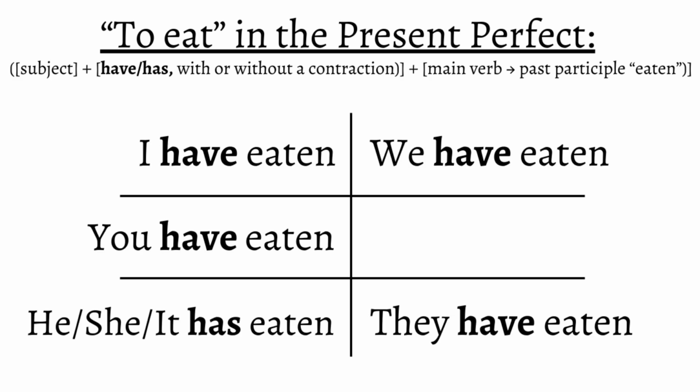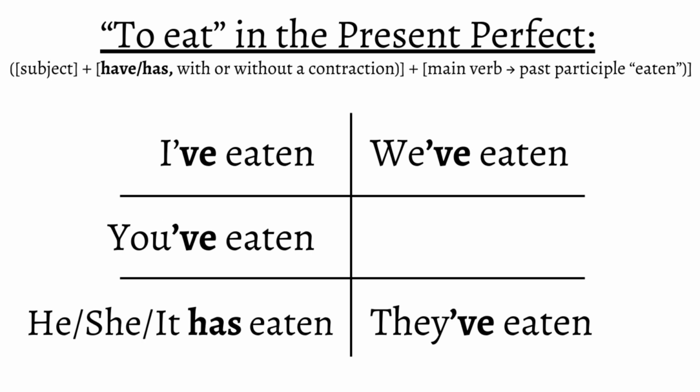I have eaten. You have eaten. He, she, it has eaten. We have eaten, and they have eaten. Likewise, you can contract have with the pronouns. Although to eat has an irregular participle, it's still used in the present perfect.